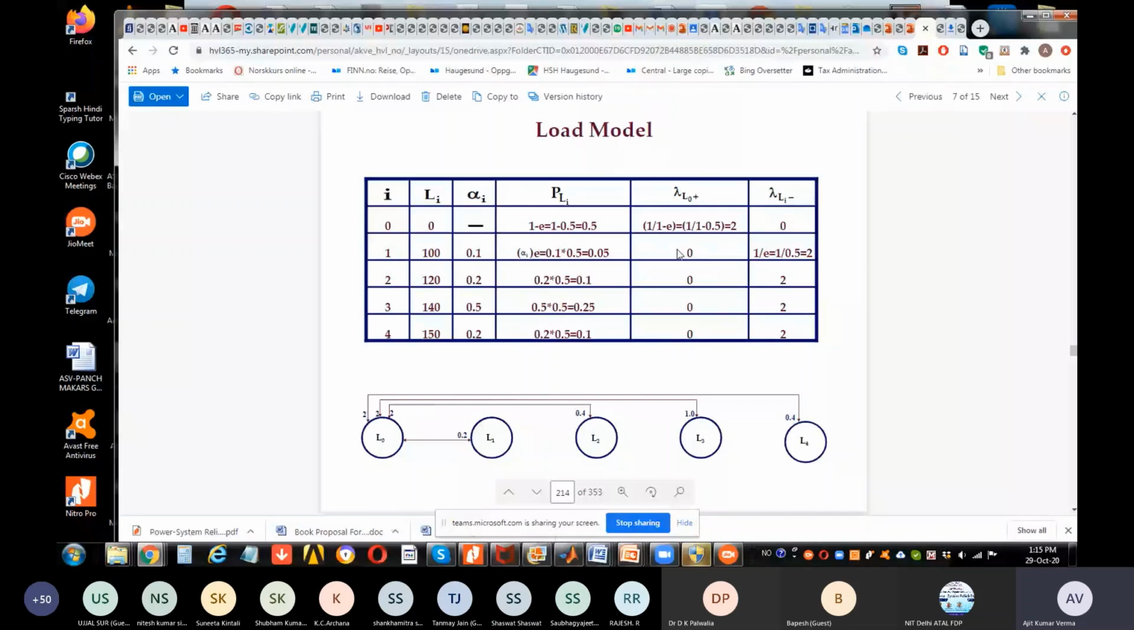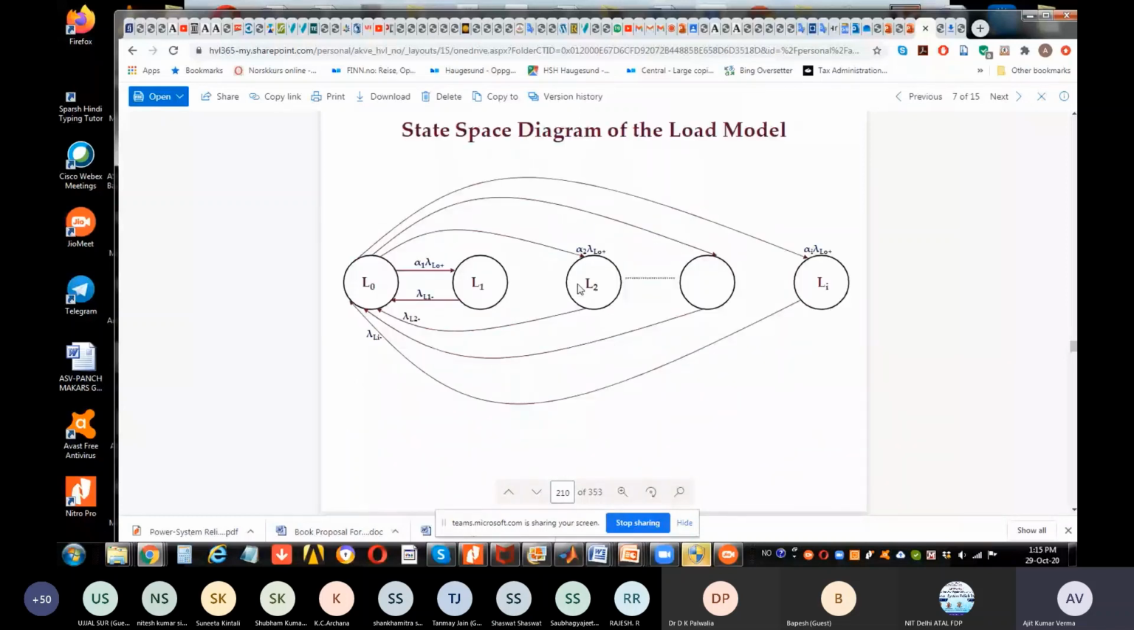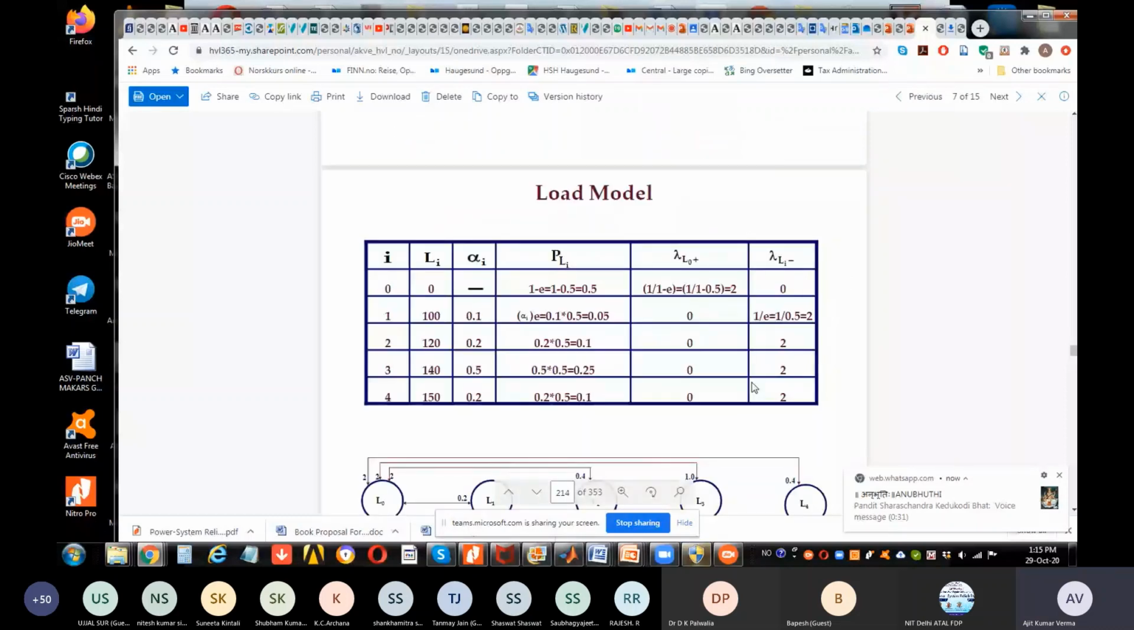So the transition rate is 1 upon E for each of them, it's the same. Because in each case, from L1, it would go back to L0. From L2, it would go back to L0. L3, it would go back to L0. So that's the transition to lower state. Okay. So this is the load model. This is the load model with which we have to work.